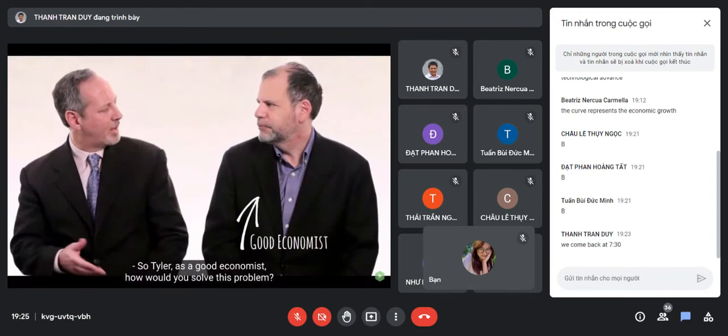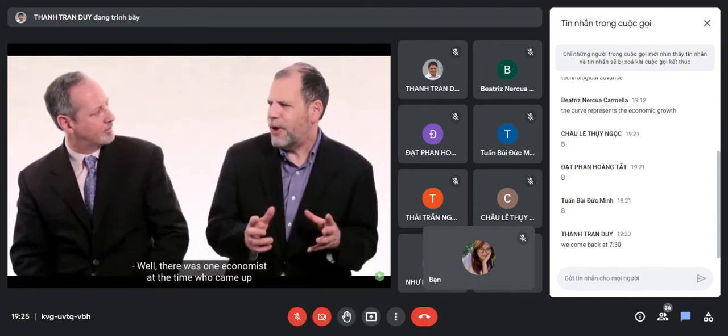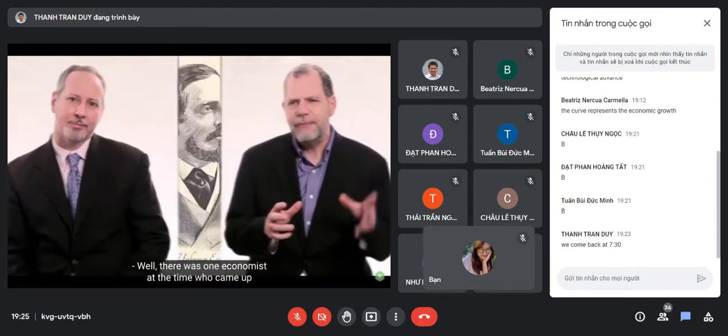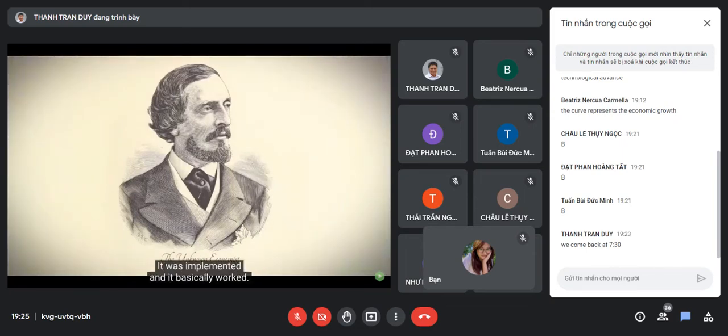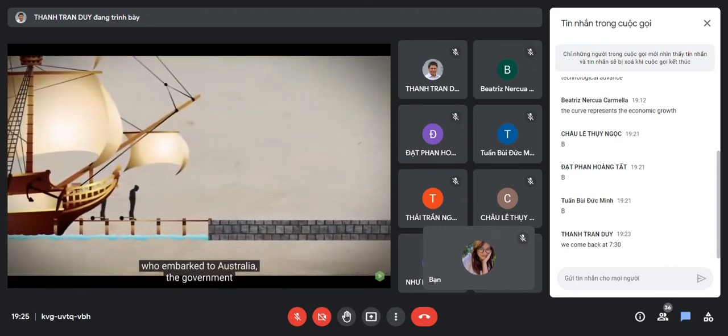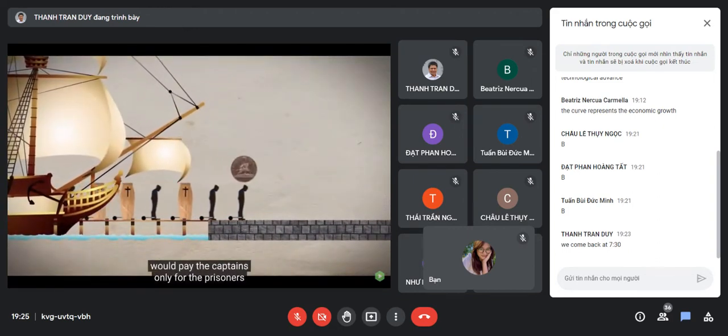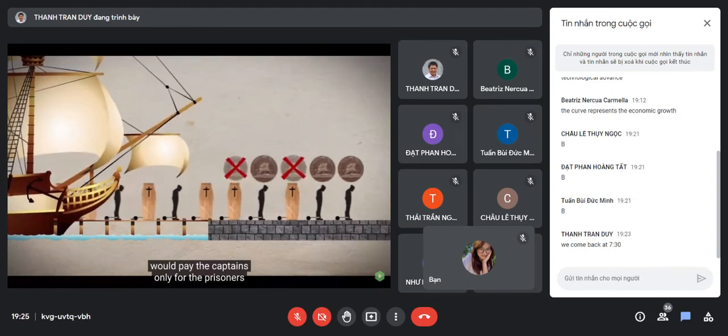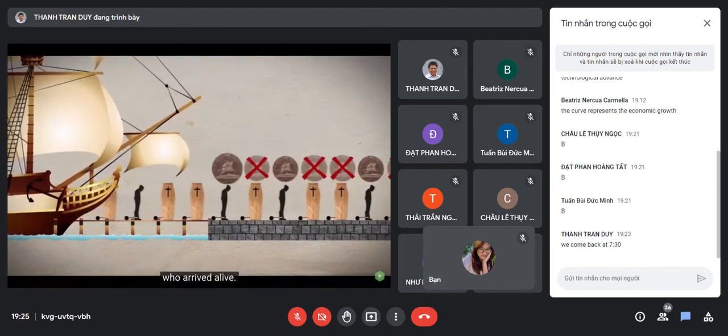So Tyler, as a good economist, how would you solve this problem? Well, there was one economist at the time who came up with a novel solution. It was implemented, and it basically worked. Instead of paying the captains for each prisoner who embarked to Australia, the government would pay the captains only for the prisoners who arrived alive.